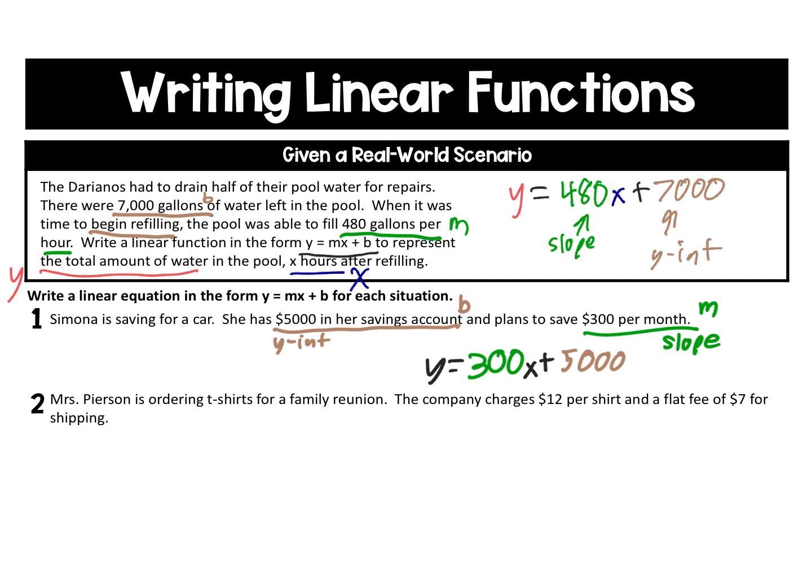Now let's look at practice problem 2. Miss Pearson is ordering t-shirts for a family reunion. The company charges $12 per shirt and a flat fee of $7 for shipping. The number of shirts is the x value and the cost is the y value. So if we put $12 per shirt as our slope and 7 as our y-intercept, that's her flat fee, we will end up with y equals 12x plus 7.